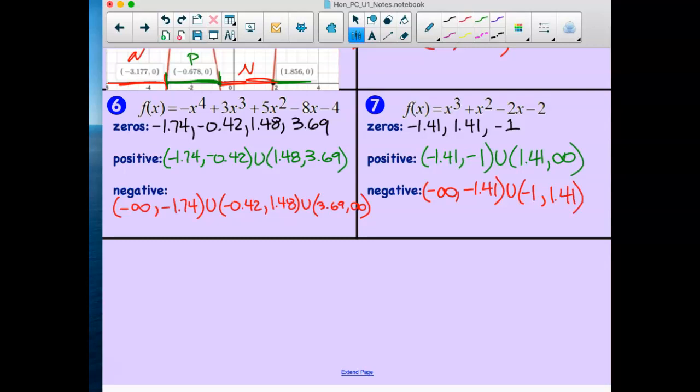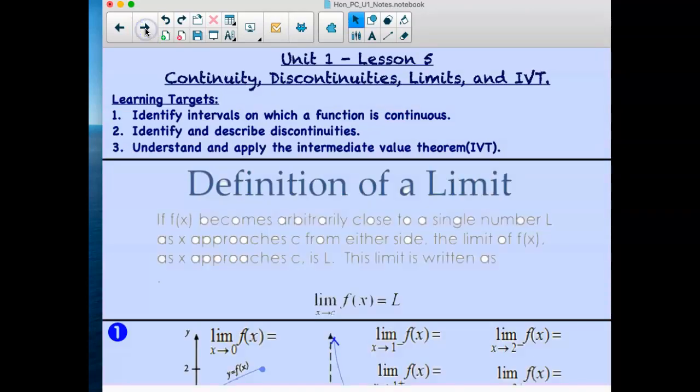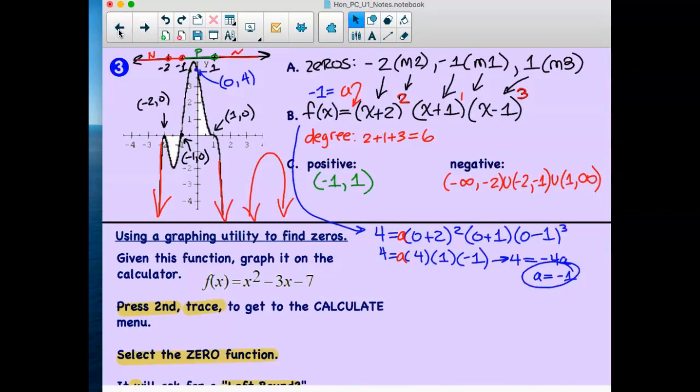All right, so that's all we have for that particular section. Next time we'll start off with the next topic: continuity, discontinuity, limits, or intermediate values. But that will do for what we have to do now.